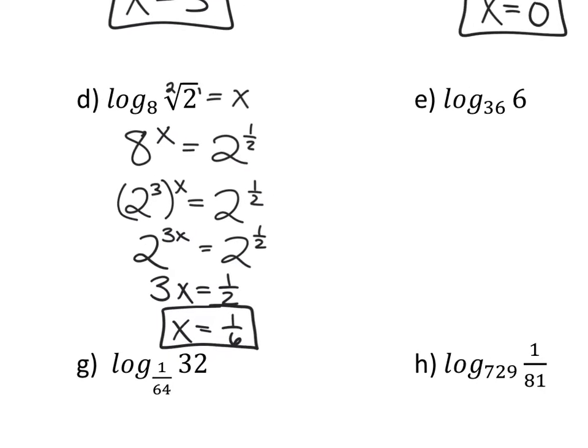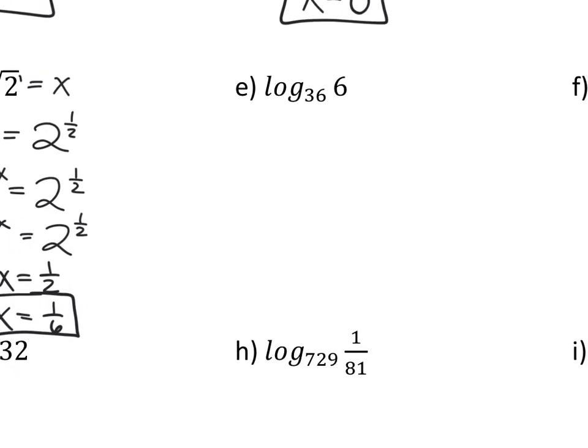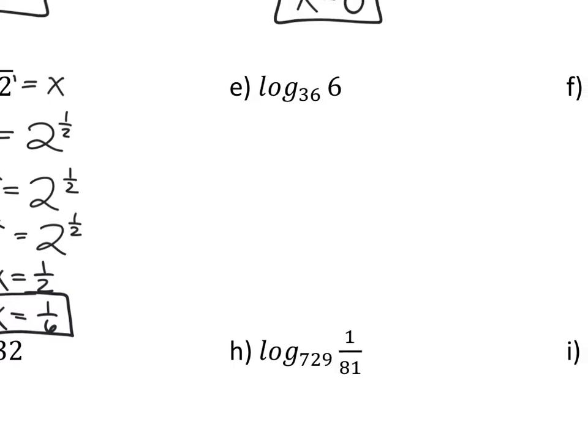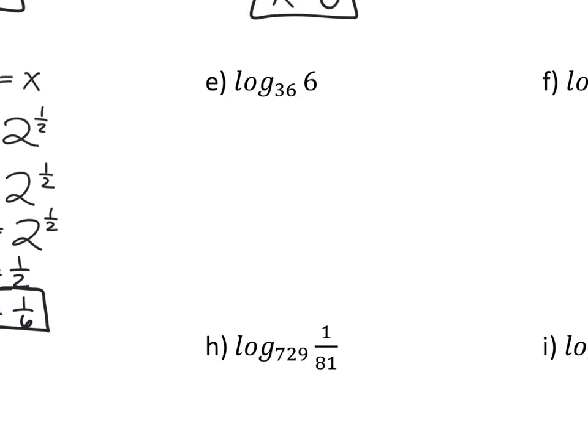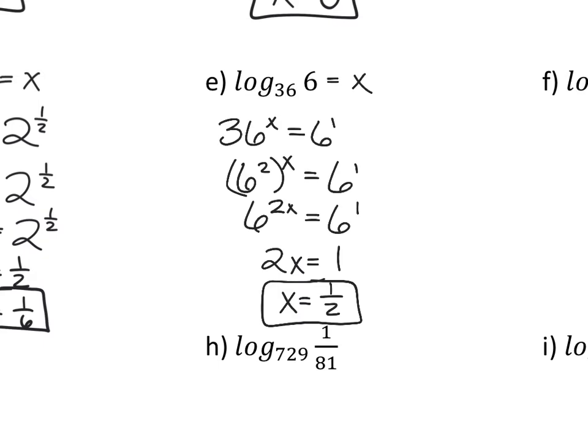Let's try this next one for you guys. I want you to try E. Log base 36 of 6. So flip it first with the log loop, and then try to get the bases to match. Is this what you guys got?